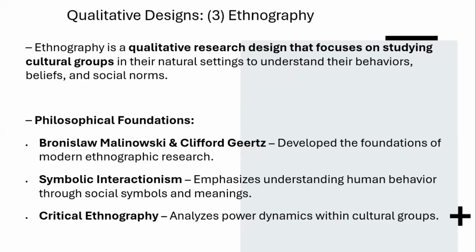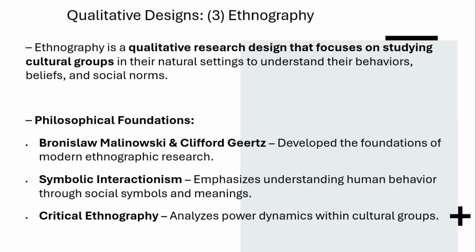The next qualitative design is ethnography. This is where the researchers focus on studying cultural groups and cultures in general to understand behaviors, beliefs, social norms, etc. Now, if you want to do ethnography, there are different variations of ethnography you can do. You can do Malinowski and colleagues, who developed the foundations of modern ethnography. You can do symbolic interactionism to understand human behavior through social symbols and meaning.